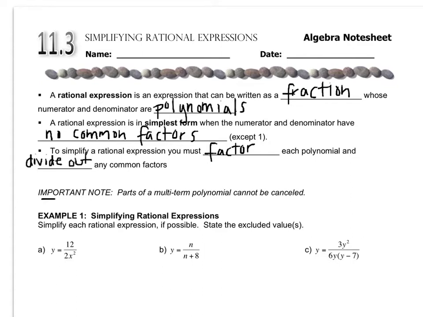One important note is that parts cannot be canceled. So for example, if you have n plus 8 and 8, you can't cancel the 8s. This is a monomial, and here the 8 is part of a binomial. So you can't cancel part of this binomial with this monomial. It has to be the entire same binomial.